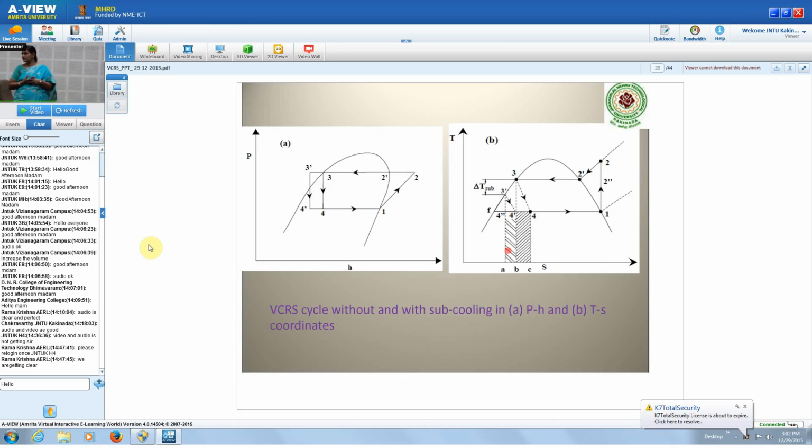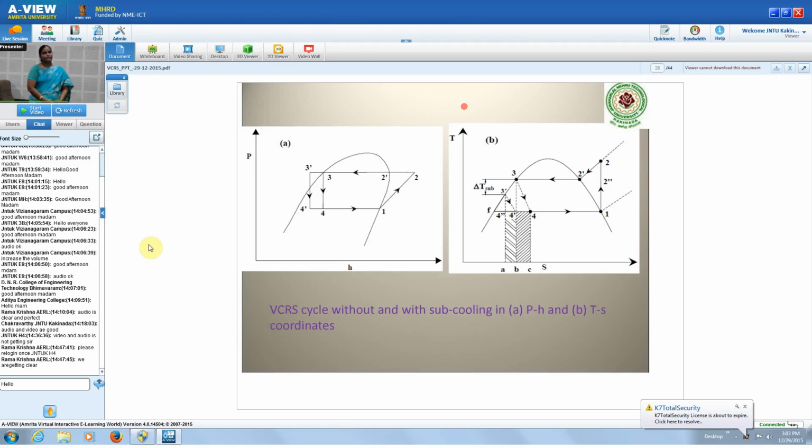Then what is the effect on the work input? Work input is not changed. Work input is the same, but the refrigerating effect is increased. With that we can increase the COP. So by subcooling we can always increase the COP, but by superheating we cannot say whether it is increased or decreased. The same thing we have drawn on the pH chart and also on the TS diagram. The previous cycle is 1, 2, 3, 4, and with the modified subcooling the modified cycle is 1, 2, 3 dash, 4 dash, 1.